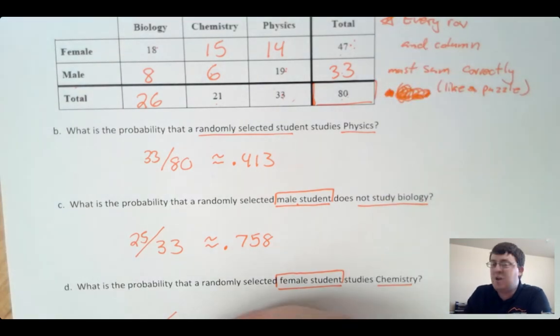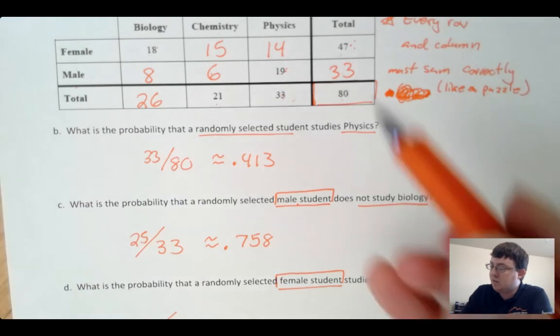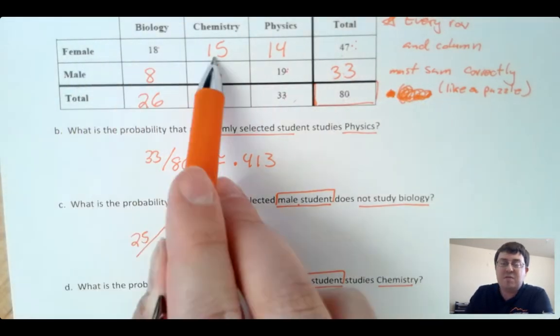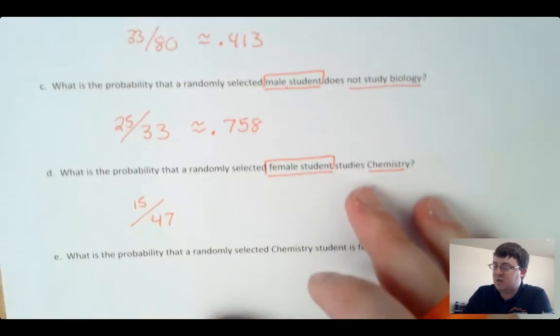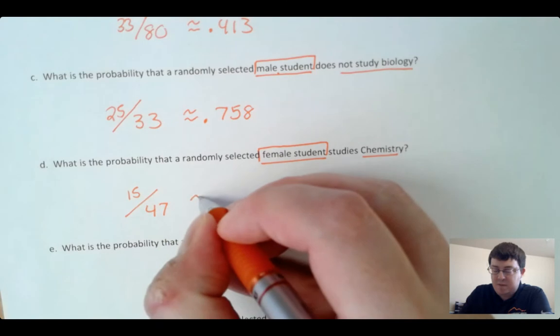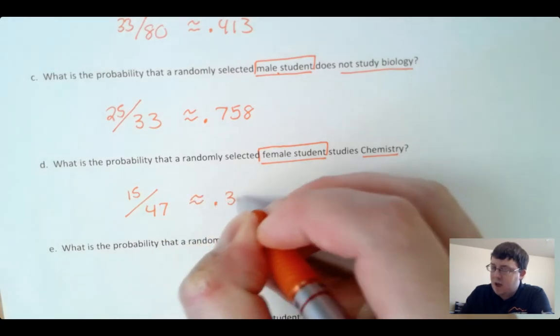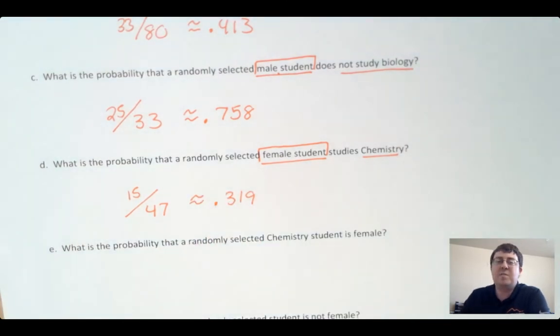I want the female students that study chemistry. So I look at the female students that study chemistry. There are 15 of them. So 15 females study chemistry out of 47 total females. So about 31.9% of females study chemistry.